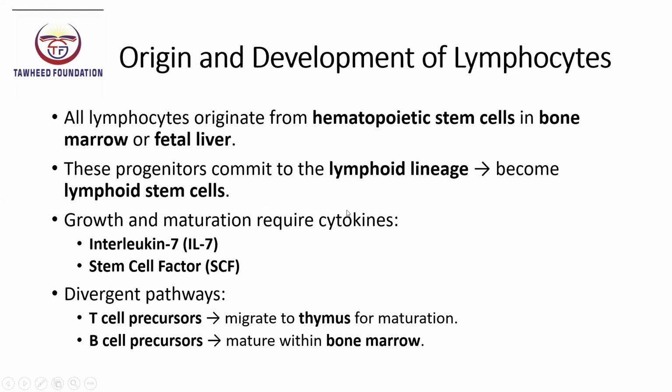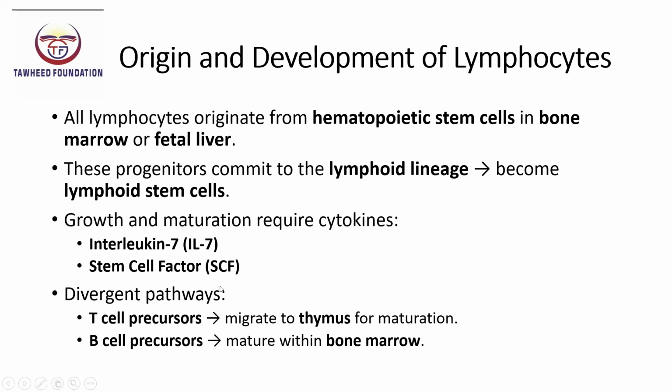Next is origin and development of lymphocytes. All lymphocytes originate from hematopoietic stem cells located in the bone marrow or, during fetal life, in the fetal liver. These stem cells commit to the lymphoid lineage, becoming lymphoid progenitor cells. Their growth and maturation depend on cytokines such as interleukin 7, IL-7, and stem cell factor, that is SCF. From this point, the development diverges.